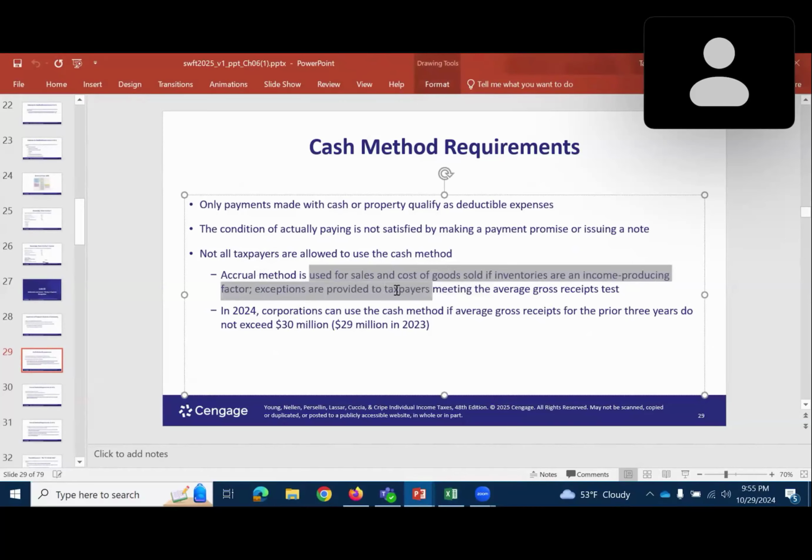Exceptions are provided to taxpayers meeting the average gross receipts test. So in 2024, if your average gross receipts for the prior 3 years is not over $30 million, you can use the cash method. A lot of times people want to use the cash method because they have a lot of sales, but they have not received the cash yet. So they do not want to record the sale because they cannot pay the taxes on it because they have not received the cash yet.